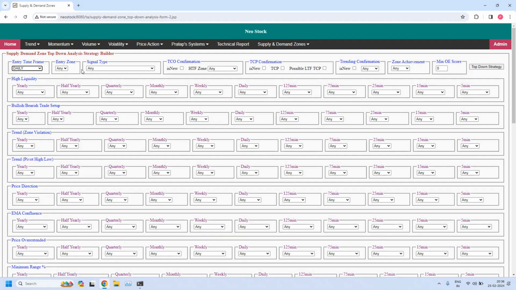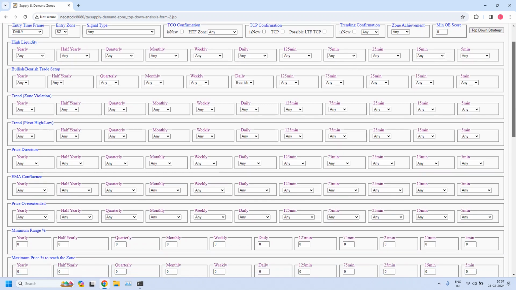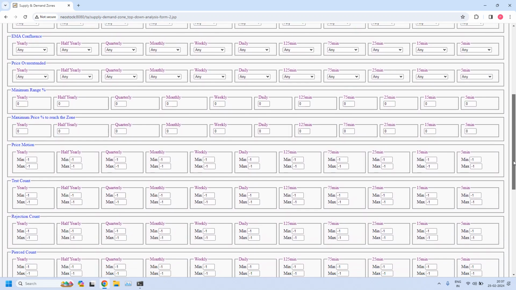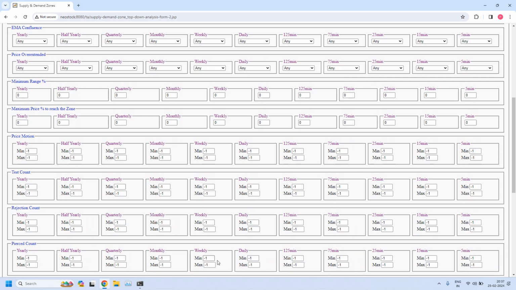So the daily time frame is our LTF zone, or entry zone, and the entry zone should be a supply zone. In bullish or bearish trade setup at daily, you need to select bearish. That means you want an LTF zone where daily supports the bearish trade setup. And we don't want pierced zones, so let me set the pierced count to 0.